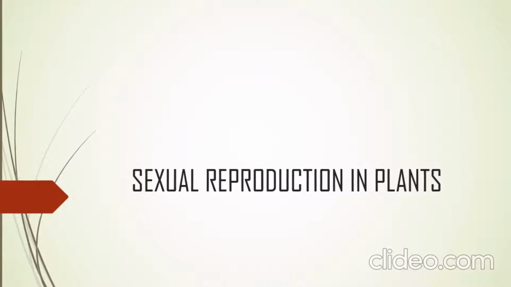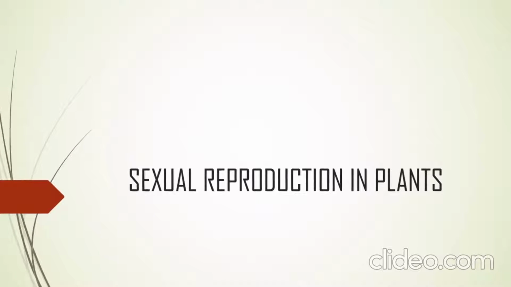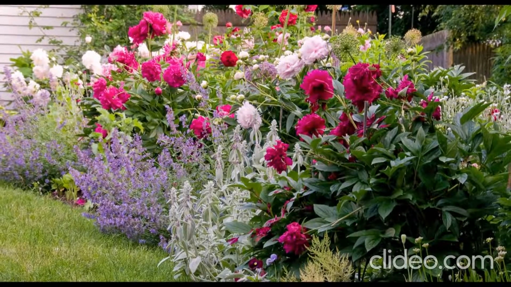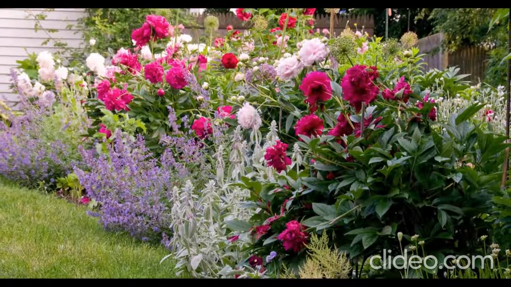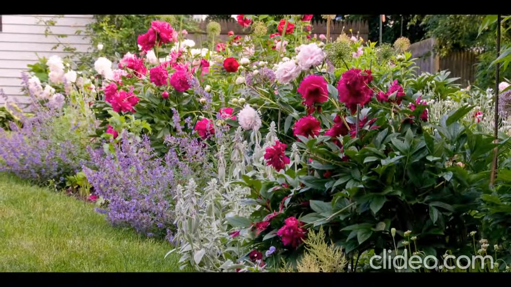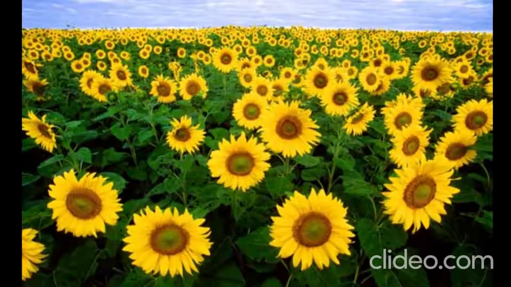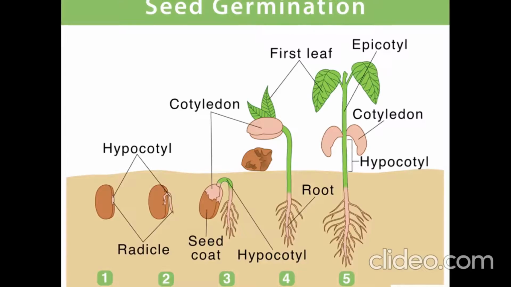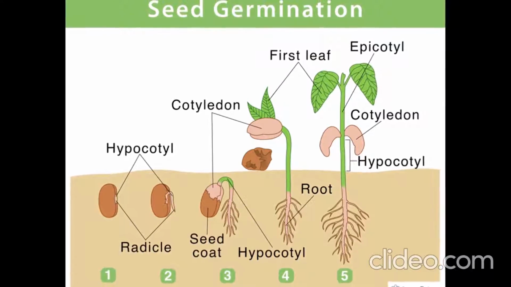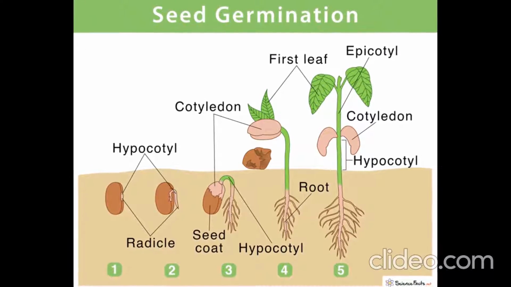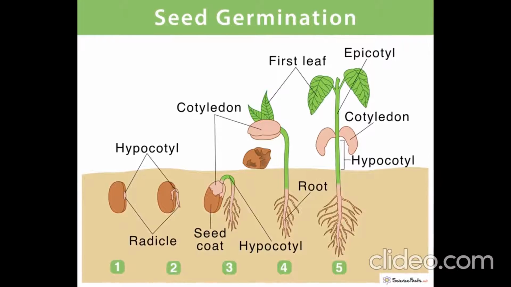Hello friends, today we are going to read about sexual reproduction in plants. Most of the plants that you see around bear flowers. The flowers are the reproductive parts of a plant. These flowers are borne on shoots and serve as the reproductive parts of a plant. They bear male and female reproductive cells which on fusion produce seeds. The seeds germinate to produce new plants.